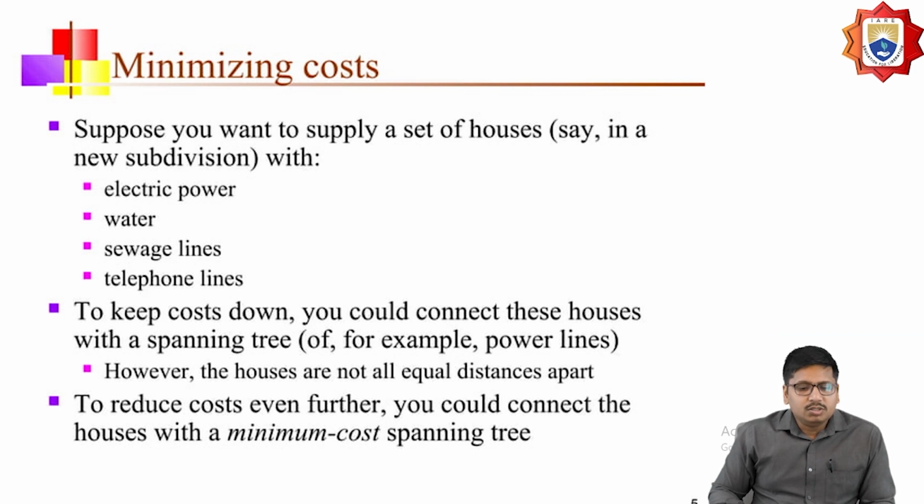Minimizing costs: this is used in many applications like electrical power, water, sewage lines, and telephone lines. Mainly for minimizing cost, the spanning tree application is used. And to reduce the cost further, you can connect the houses in the form of a minimum cost spanning tree.